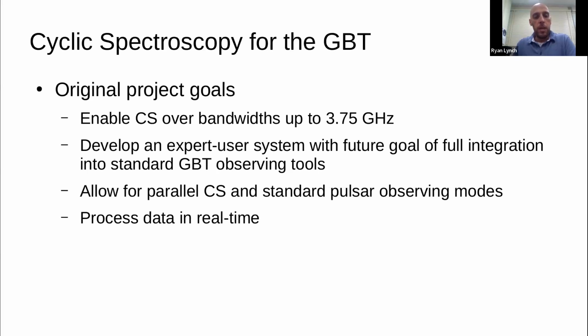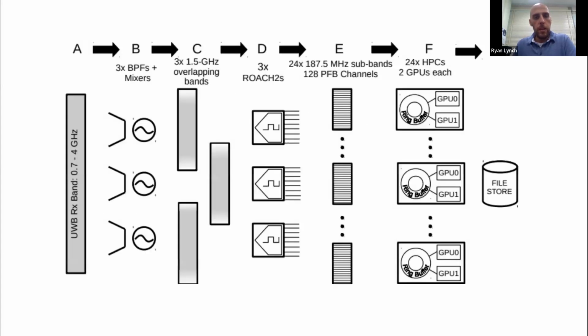And we had originally hoped to be able to process the data in real time. Our approach for doing that was basically pretty naive, and that was to just throw a bunch of compute power at it. So we had a plan of taking the incoming signal, splitting it up into different subbands, processing it with Roach 2 signal processing boards in order to produce a number of coarsely sampled polyphase filter bank channels, and then to send those to a suite of 24 high-performance computers, each equipped with 2 GPUs, which would perform the traditional data processing and cyclic spectroscopy as well before writing that out to a file store.